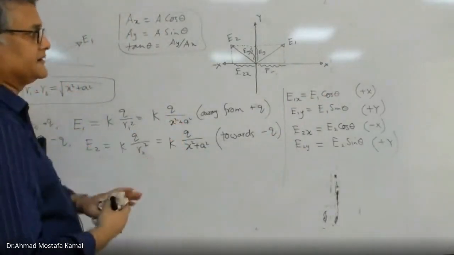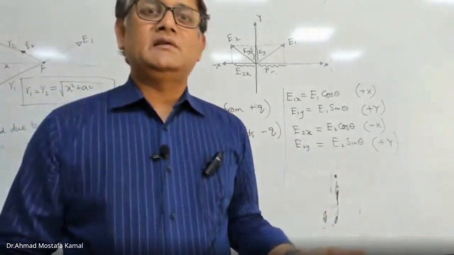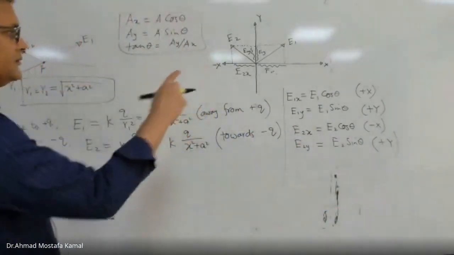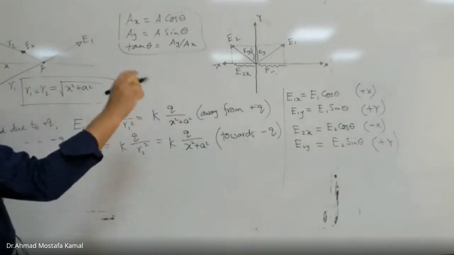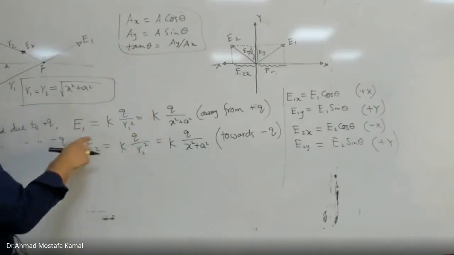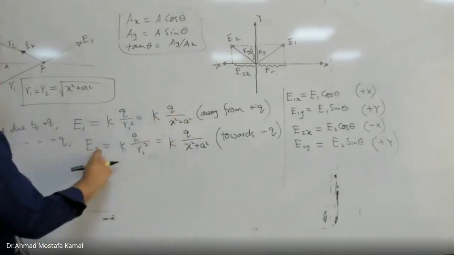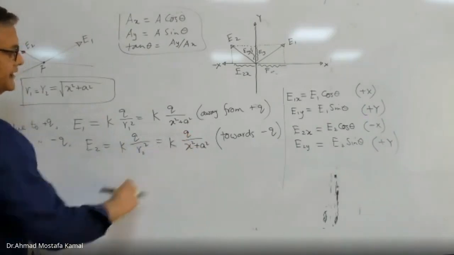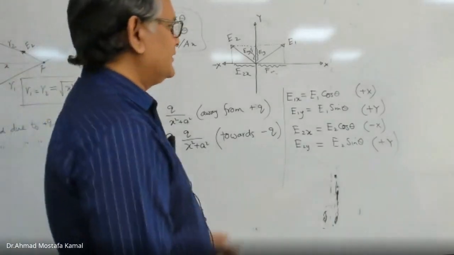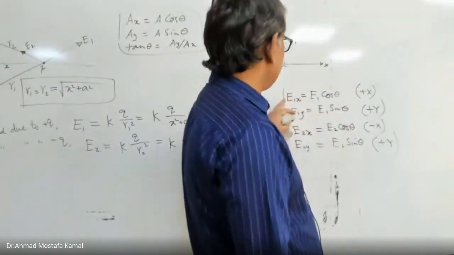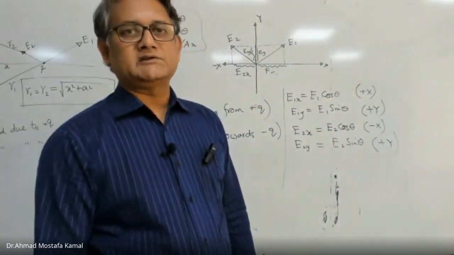So we have to take the difference. But check whether they're equal. If they're equal, then if we take the difference, that will be 0. What about E1 and E2? In both cases we have E1 cos theta, E2 cos theta, and cos theta is equal. E1 is kq by x square plus a square, and E2 is kq by x square plus a square. So E1 and E2 are equal, and cos theta equal. So you can say e1x and e2x are equal in magnitude, but opposite in direction.